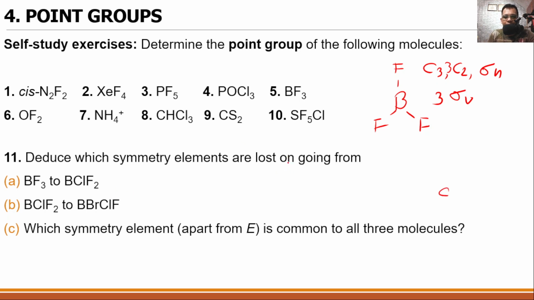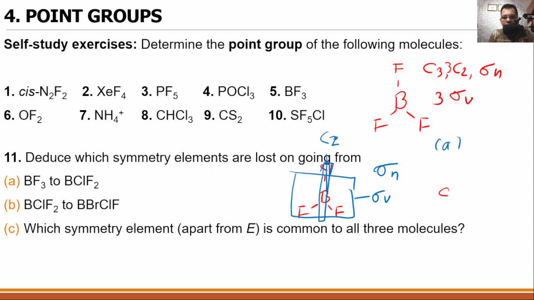Kapag na-convert siya into boron, Cl, and F, ano yung nawala sa kanya? Nawala yung dalawang sigma v natin. Meron na lang isang C2 dito sa isa. Ito, dito lang ang C2 natin. Dito, wala na tayong C2. Wala na rin tayong C3. Ayan. So, sigma h, yes, meron pa rin kasi plane here. So, meron tayong sigma h. Yan lang yung natira. Sigma v, meron ba? Yes. Ito, meron tayong sigma v plane dito. So we have one sigma v. So ang nawala sa atin, sa letter A natin, the lost symmetry elements are C3, dalawang C2, and dalawang sigma v. Ayun, that's our letter A.